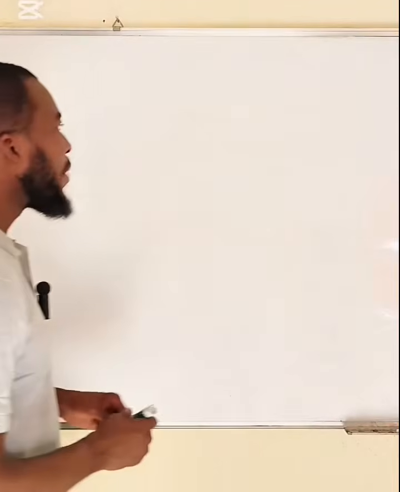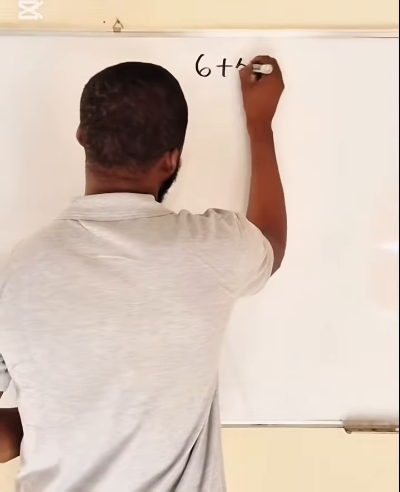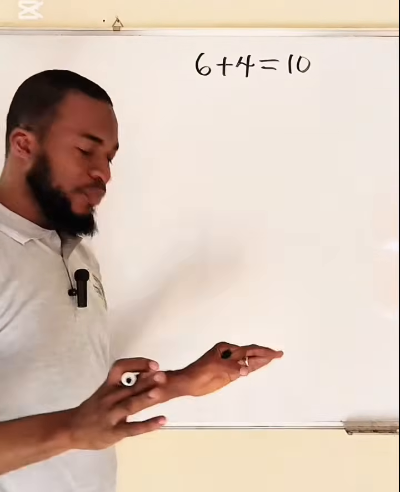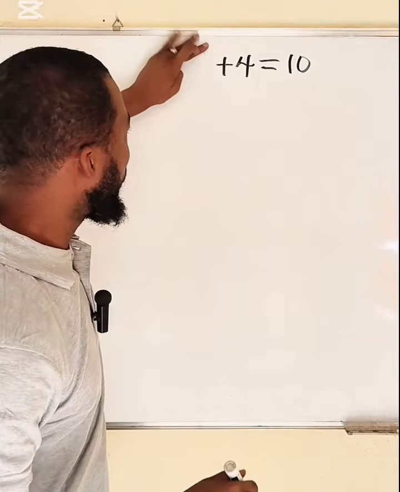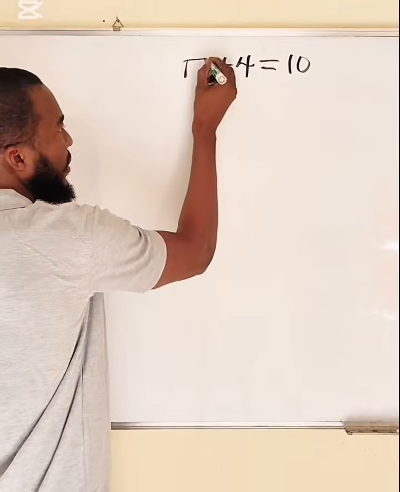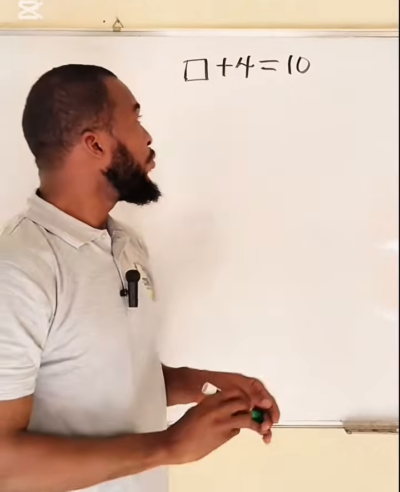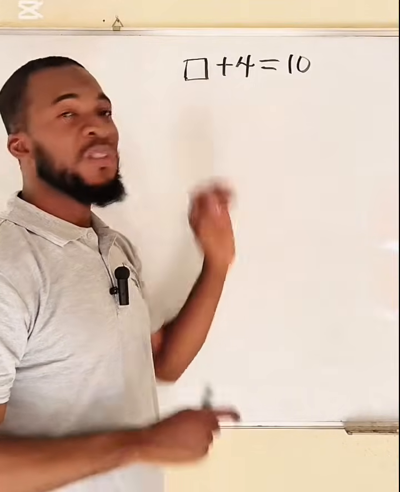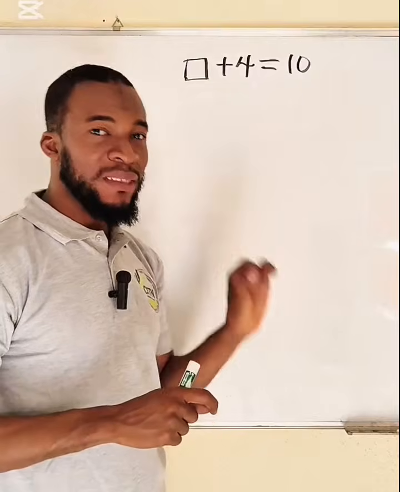Let's get started. Let's assume I have 6 plus 4, which is equal to 10, no doubt about it. So the question is, what if I replace this 6 with a box? This box contains a number, right? A missing number, which when you add it to 4, you get 10. And that number must be 6. At elementary level, this is what we call an open sentence.